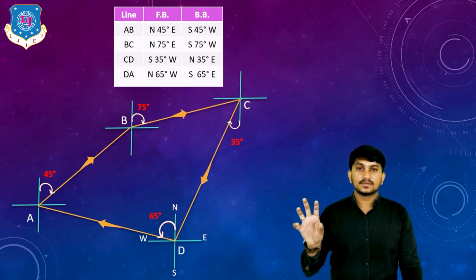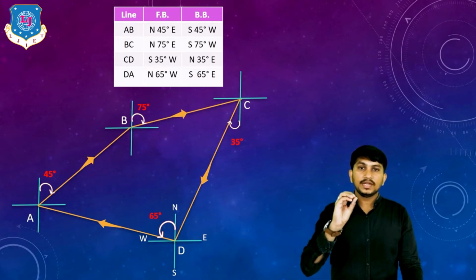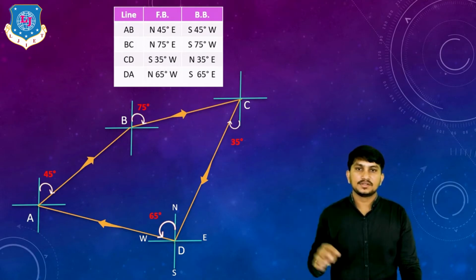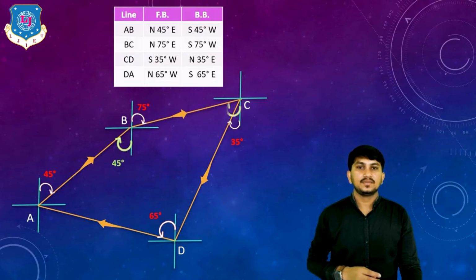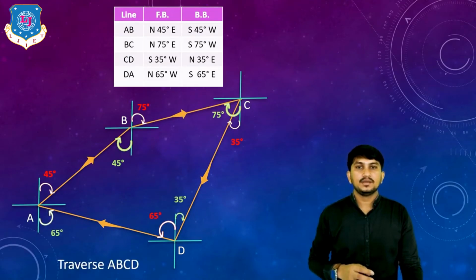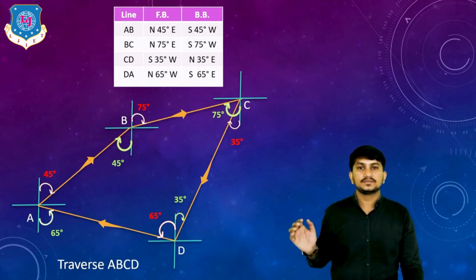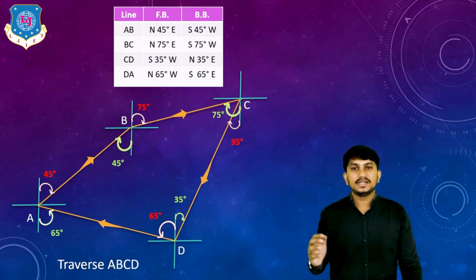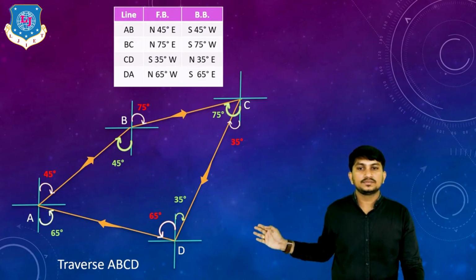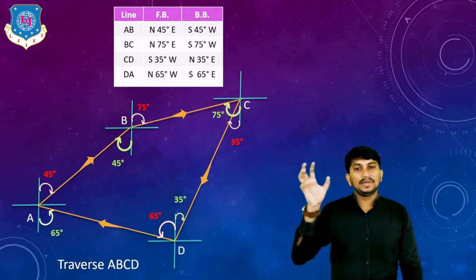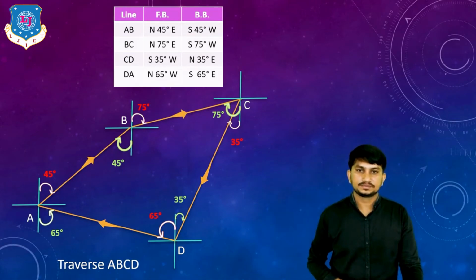After drawing the traverse, we have to input the BB values, or back bearing values, in the traverse. So back bearing of line AB is like this. Back bearing of line BC, south 75 degree west. Back bearing of line CD, north 35 degree east. And back bearing of line DA, which is south 65 degree east. This is how we can complete the traverse ABCD.